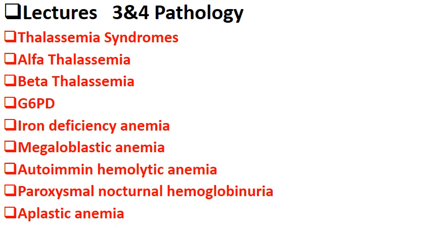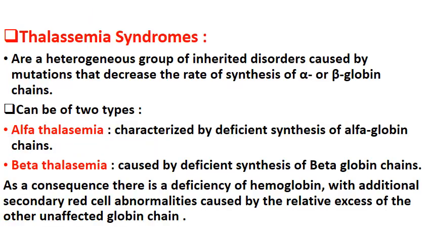The other types of anemia are G6PD, glucose 6-phosphate dehydrogenase deficiency, favism, iron deficiency anemia, when there is defective erythropoiesis because of the deficiency in the iron, megaloblastic anemia due to the deficiency of vitamin B12 or folate, autoimmune hemolytic anemia, paroxysmal nocturnal hemoglobinuria, and aplastic anemia. All of these types of anemia will be covered in these lectures.